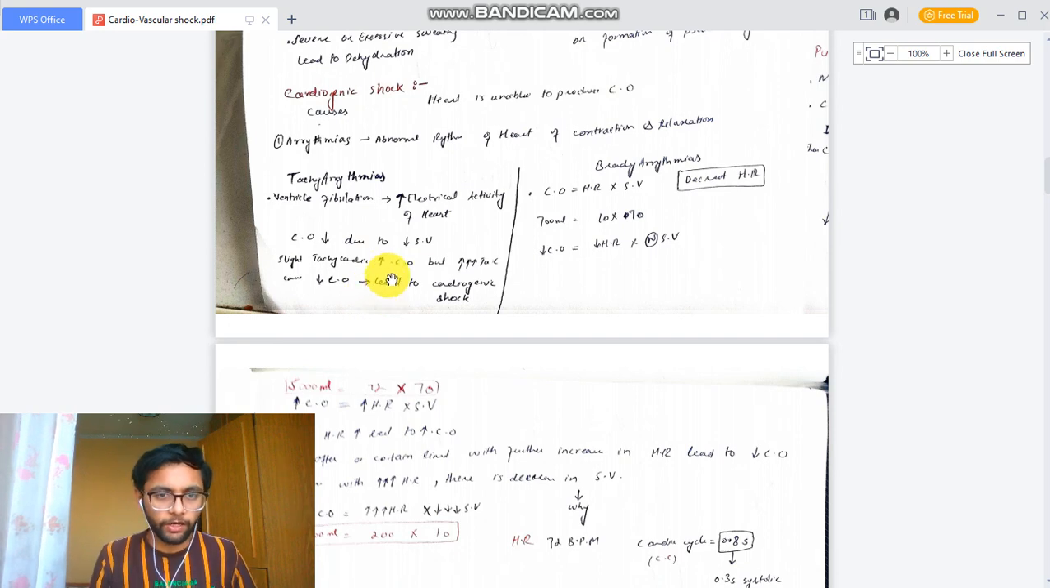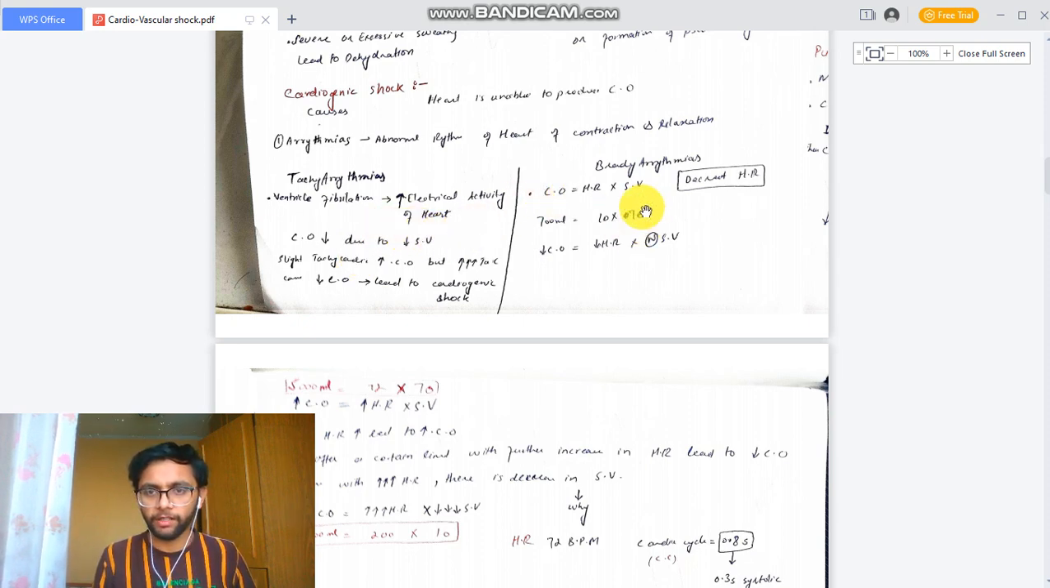In slight tachycardia, for example when the heartbeat increases slightly in the beginning, cardiac output increases. What if the tachycardia lasts for a very long time? That leads to cardiogenic shock, because with a long-term increase in cardiac activity and contractility, cardiac output decreases. When the heart contracts very rapidly, it takes very little time to fill the ventricles, and so the stroke volume is small.